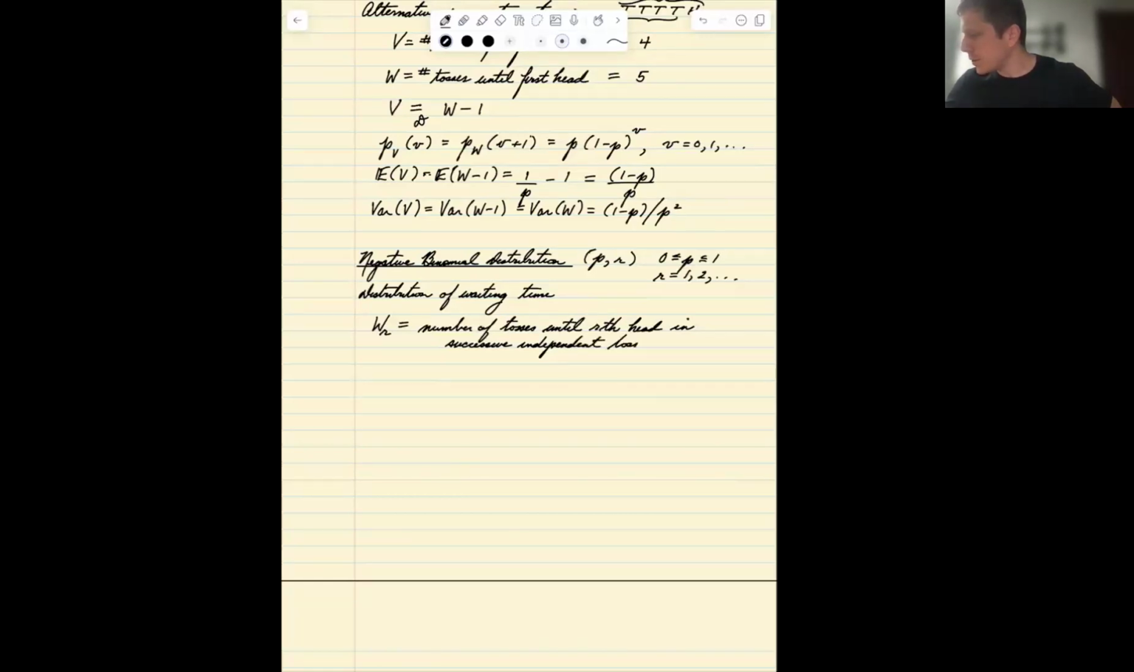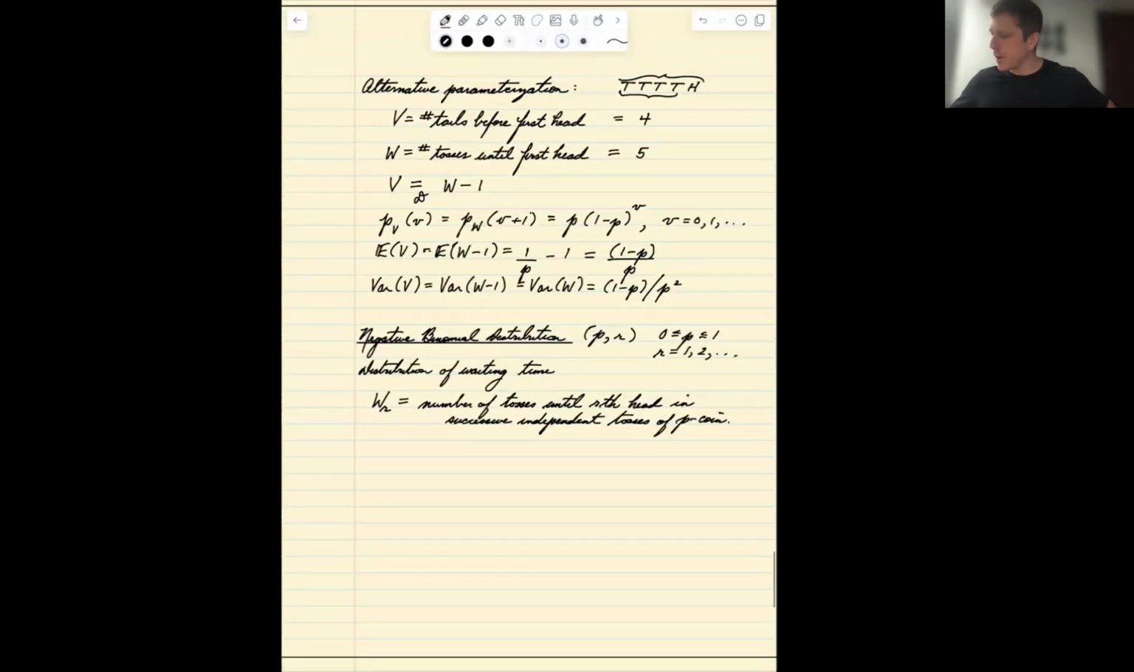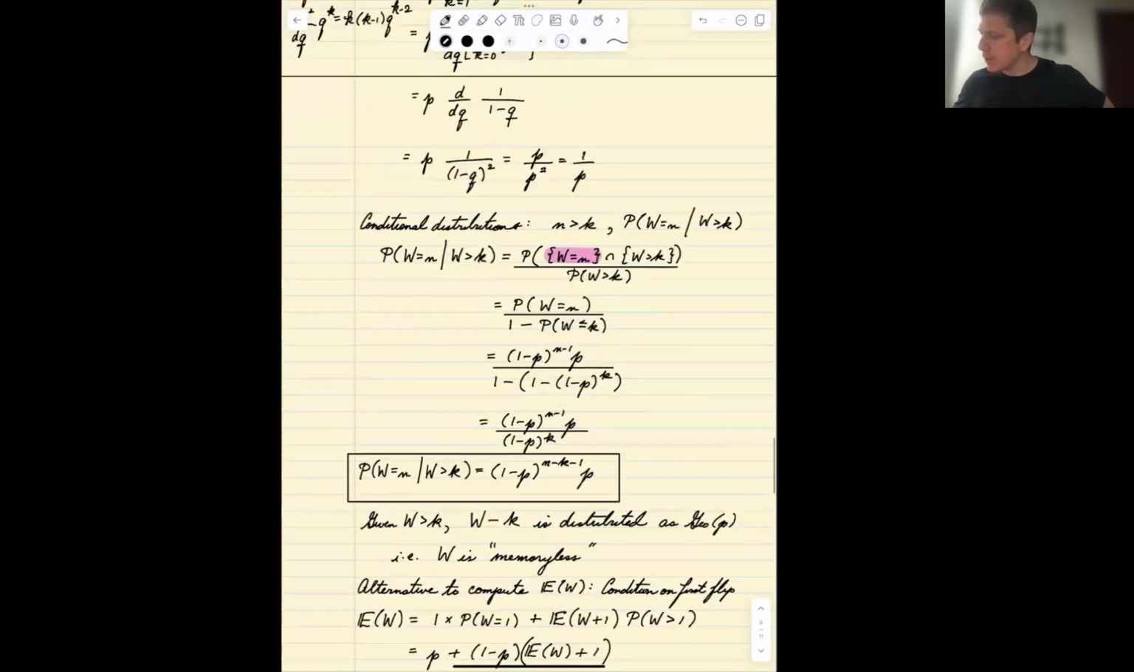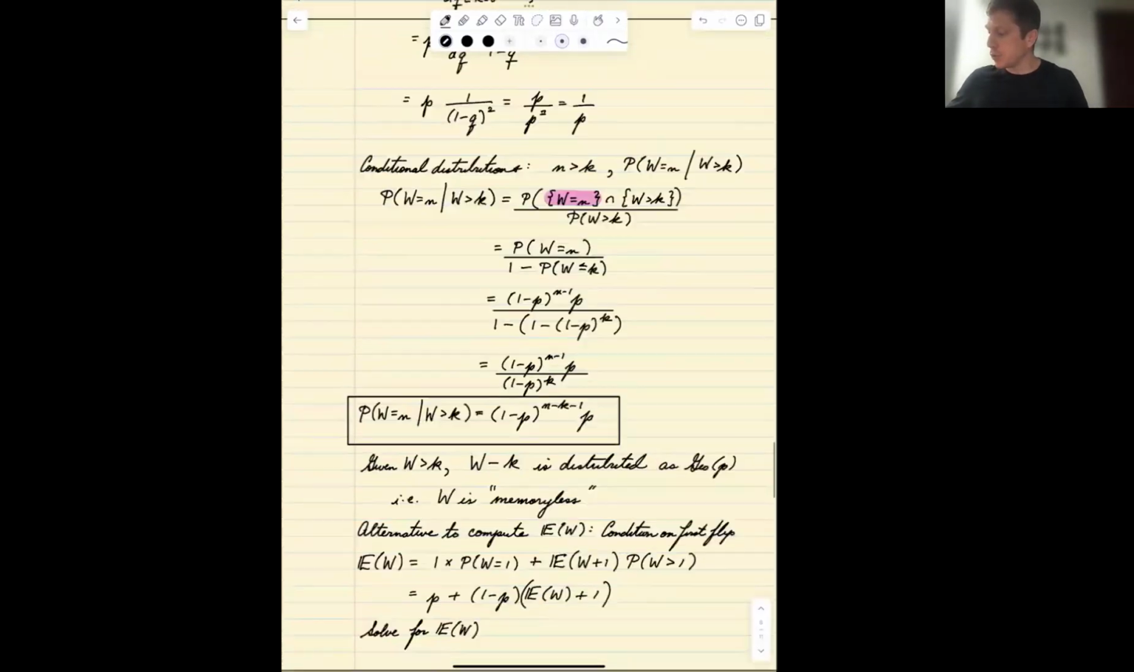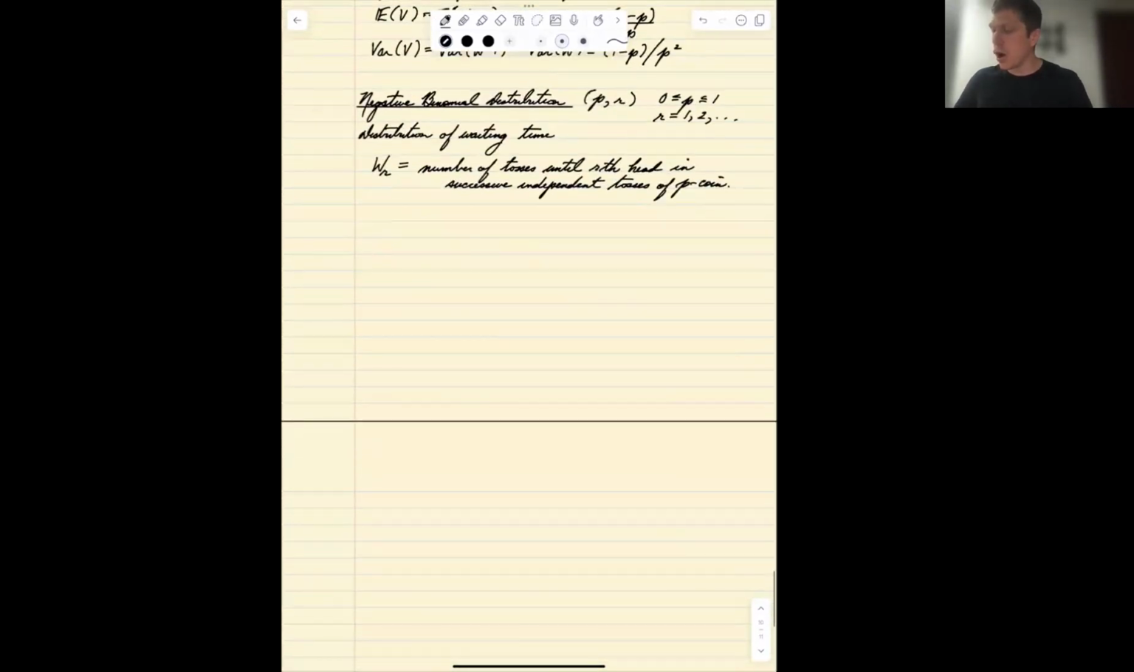So in our first definition of the geometric distribution, we thought about the waiting time W as the number of tosses until the first head. So this would be R equals 1. And we can generalize that to the number of tosses until the rth head. So if R is equal to 3, then this sequence here is going to give us a waiting time of 8.